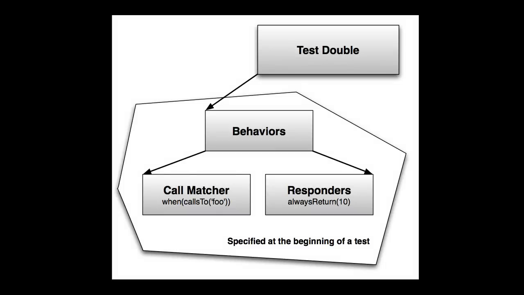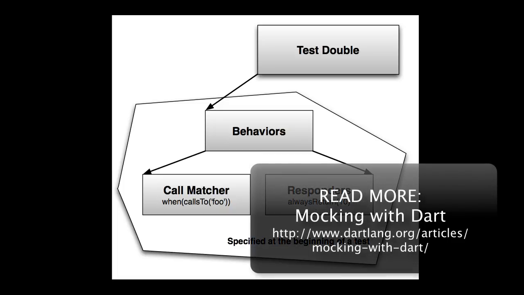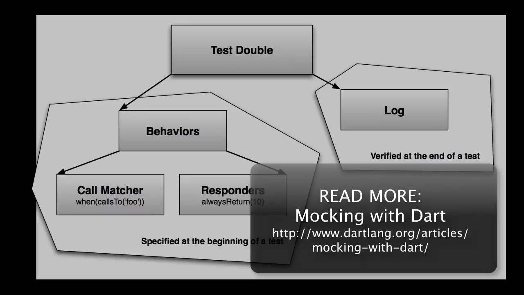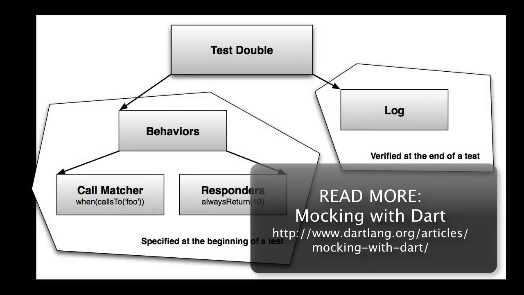To recap, every test double has a collection of behaviors that you specify before you exercise the code under test. Every behavior comprises a call matcher and a bunch of responders. There is a wide variety of built-in matchers, but of course you can define your own. To check the interaction of your code with a test double, you use activity logs.